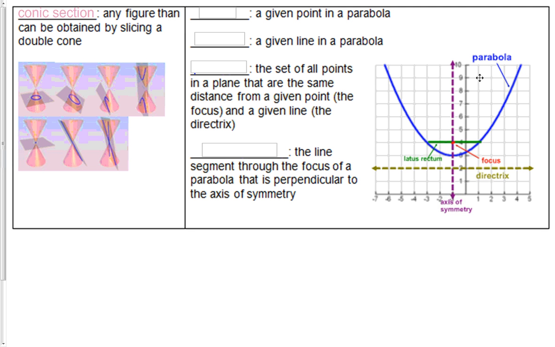Moving on here, we're going to talk about some attributes of a parabola. First one is a focus. The focus is a given point in a parabola, and along with that is a directrix, a given line in a parabola. Using the focus and directrix, you can actually draw any point on the parabola. Also, let's use that as the definition. A parabola is the set of all points in a plane that are the same distance from a given point, the focus, here in red, and a given line, the directrix, here in gold.